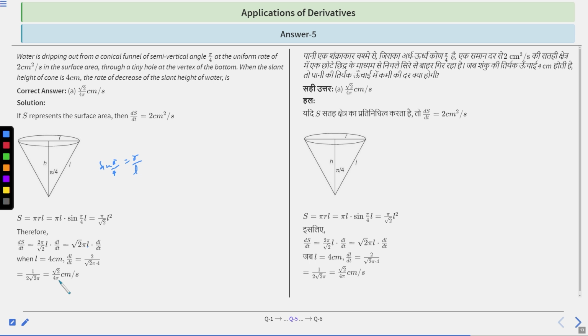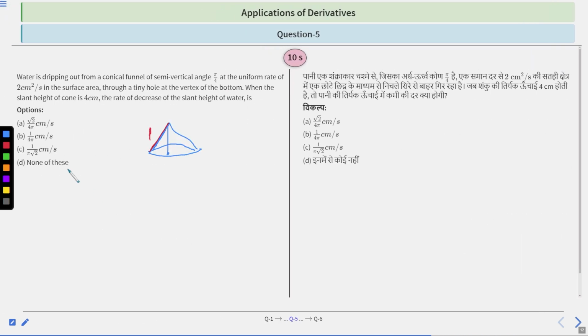That means the slant height is decreasing at the rate of root 2 upon 4 pi centimeter per second, right? So option A is the right choice. Root 2 upon 4 pi centimeter per second. Got it?